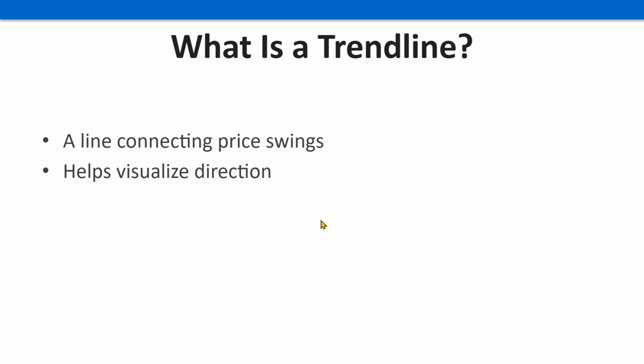What is a trend line? A trend line is simply a line drawn across price swings. It helps you visualize direction. It does not predict the future, but it helps you understand behavior.